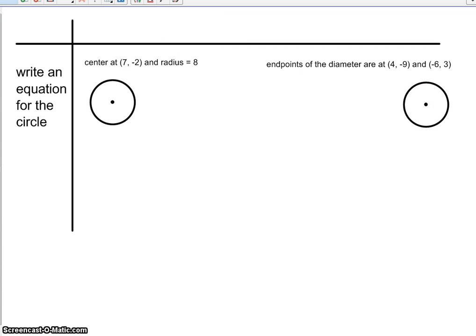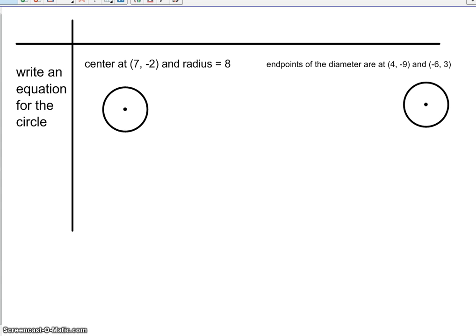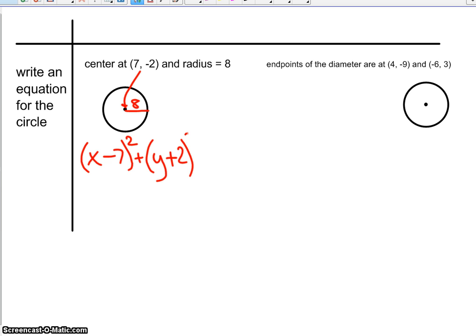All right, last piece we need to do is write an equation. Sometimes it's really easy, as in this case, when they give you the center and the radius. So here's my center at 7, negative 2, radius of 8. Well, x minus that x piece. So notice again, we changed from positive 7 to negative 7. Plus y minus the y value, y minus negative 2, positive 2. Notice again, it changed signs, squared. And the piece we have to be careful of that gets forgotten from time to time is that you have to make sure you square the radius.